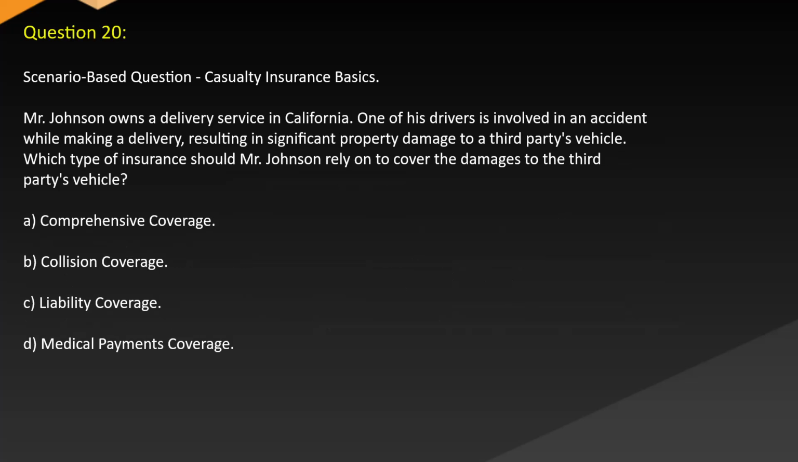Question 20. Scenario-based question. Casualty insurance basics. Mr. Johnson owns a delivery service in California. One of his drivers is involved in an accident while making a delivery, resulting in significant property damage to a third party's vehicle. Which type of insurance should Mr. Johnson rely on to cover the damages to the third party's vehicle? A. Comprehensive coverage. B. Collision coverage. C. Liability coverage. D. Medical payments coverage.